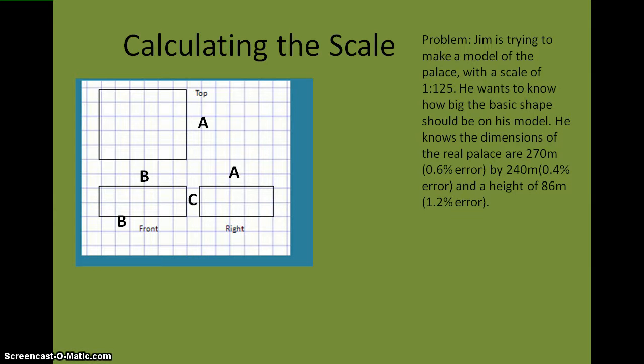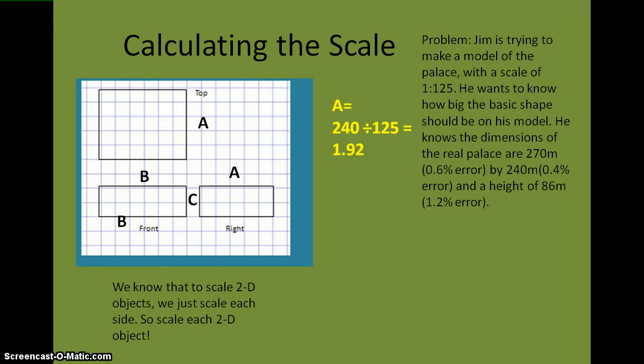Now to get down to the actual work. We have our orthographic drawing, so we know that we actually only have to figure out 3 dimensions of the model, as these sides are the same as the sides on the opposite side of the building. So, for side A, we know that the original size was 240 meters. Thus, we take this measurement and divide it by 125. This equals 1.92. Same thing with side B, 270 meters divided by 125 equals 2.16. C equals 86 divided by 125 equals 0.69.